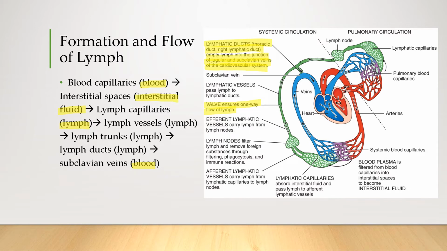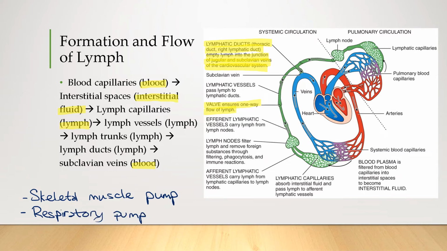So it's also very important to note that the same two pumps that aid in venous blood to return to the heart will also help to maintain the flow of lymph. So remember, these are the skeletal muscle pump, and also the respiratory pump. Those are going to be the two pumps that will go against gravity and help to bring blood and also lymph fluid back to the heart from areas far away from the heart.